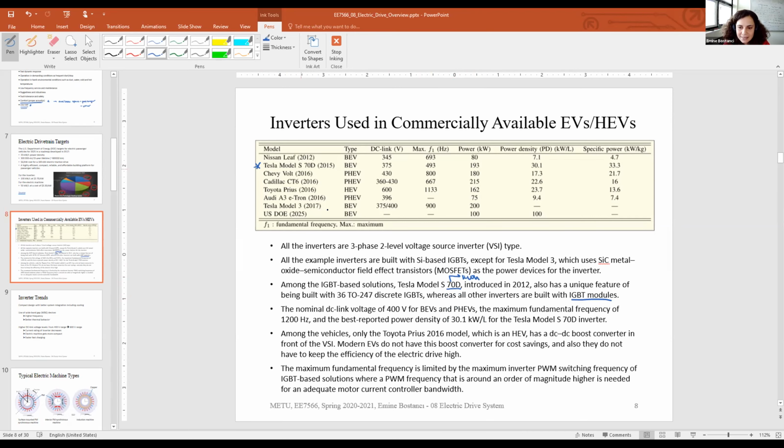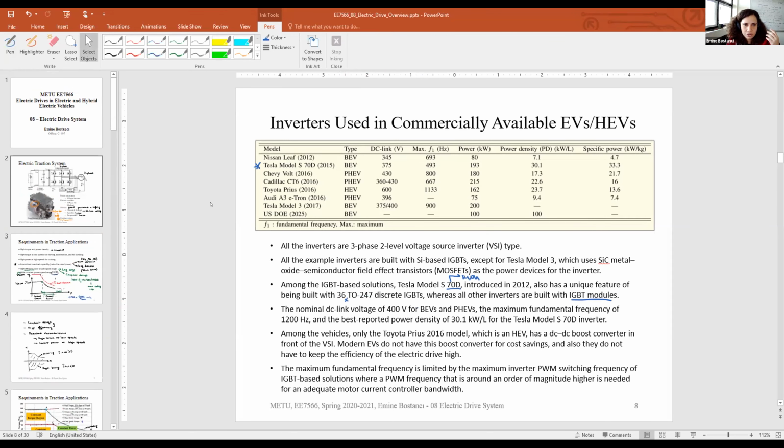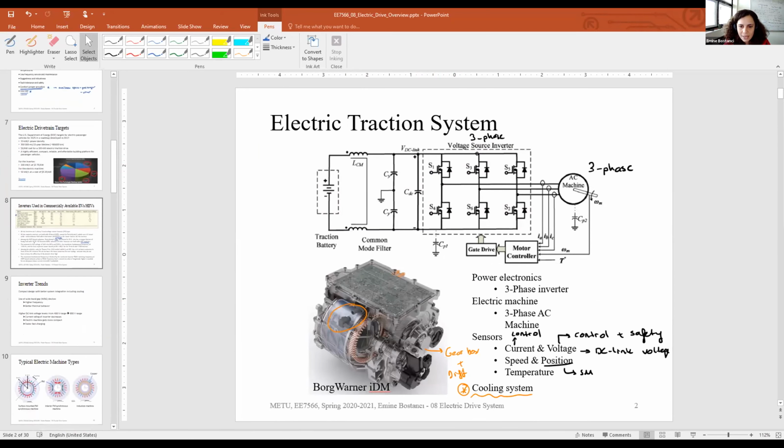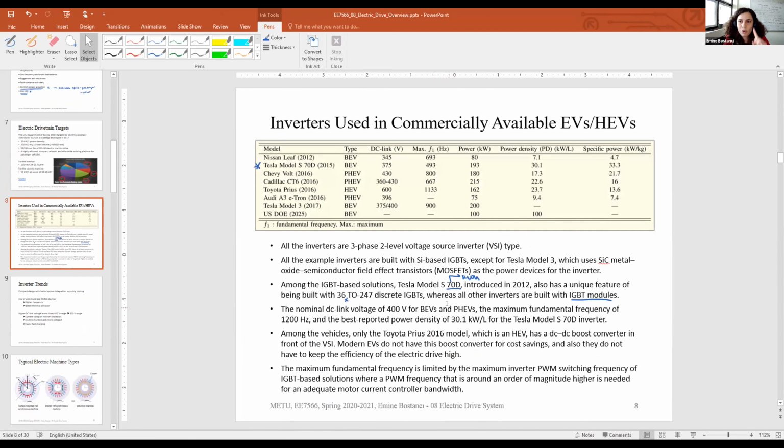In the Tesla Model S, they used 36 TO-247 discrete IGBTs. Instead of using one IGBT module, which can carry high current on its own, so that you need just 6 of these modules for the inverter, one module per switch. Actually, one leg can also be in a single package. Instead of using those modules, they have used 36 parallel discrete IGBTs in place of one switch.